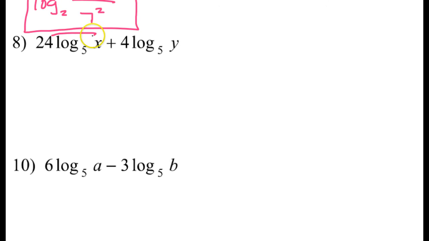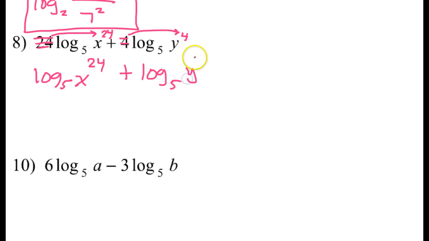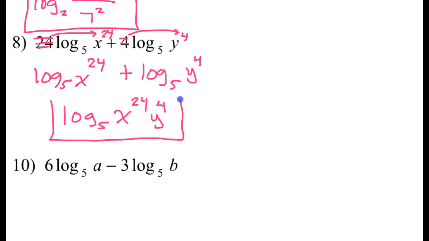Let's move the coefficients to the exponent position. That's the power rule at work. So this is going to become y to the 4th power. So this is the same as log base 5 of x to the 24th power plus log base 5 of y to the 4th power. Now we can use the product rule and write this as a single log base 5 of x to the 24th power times y to the 4th power. Final answer.